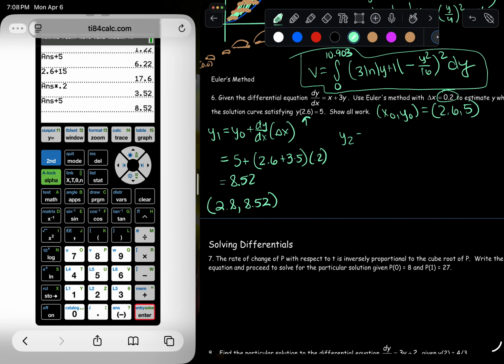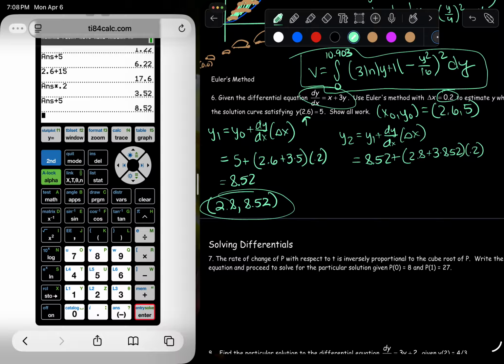So now y sub 2 is equal to y sub 1 plus dy dx times delta x. So y sub 1 is going to be here. It's what we found in the previous section. So that'll be 8.52 plus dy dx. We now use this coordinate here in order to get dy dx. So x is going to be 2.8 plus 3 times y, which is 8.52, times delta x, which is 0.2. So dy dx will be different for every single tangent line because we want to plug in that coordinate point.